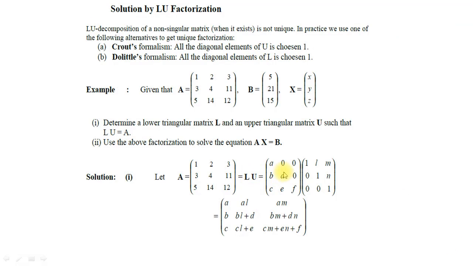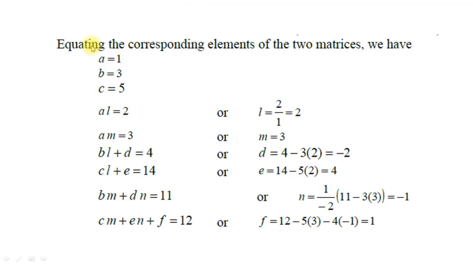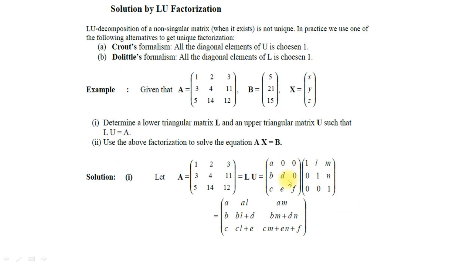Now multiplying these two matrices, we obtain first row a, al, am; second row b, bl + d, bm + dn; third row c, cl + e, cm + en + f. Now equating the corresponding elements of the two matrices: dear students, when we multiply the lower and upper triangular matrices, we obtain a single matrix, and this matrix is equal to the matrix A.